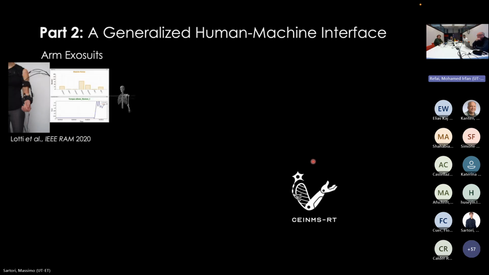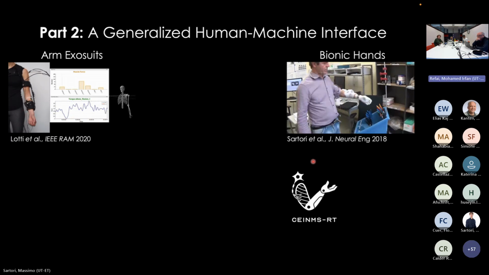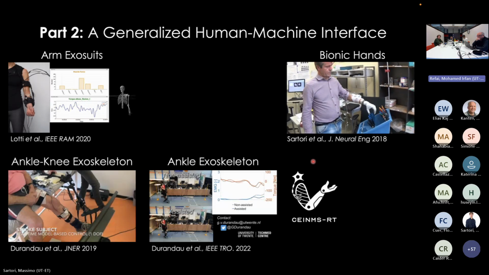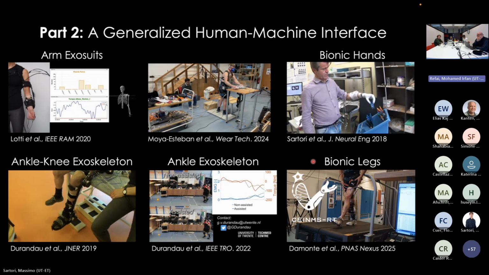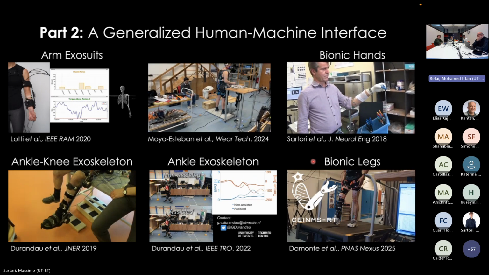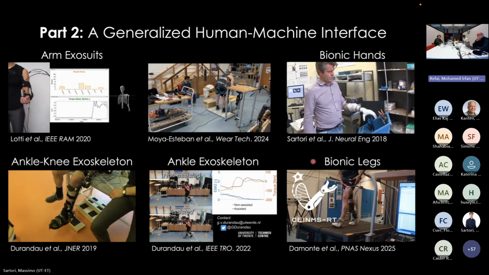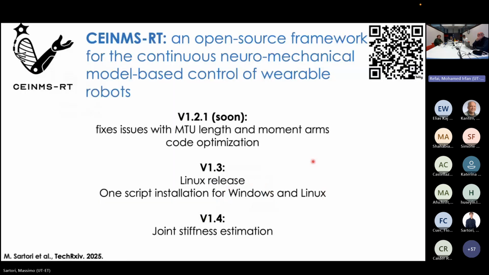So again, this is just a summary of how you can use CEINMS to really control, in a very generalizable way, robots such as arm exosuits, arm prostheses, lower limb exoskeletons, lower limb prostheses, and trunk exoskeletons. So it's a very generalizable human-machine interface that we made open source, and we hope that it will be useful for you guys. This is my last slide. This is again the QR code that directs you towards the GitHub.